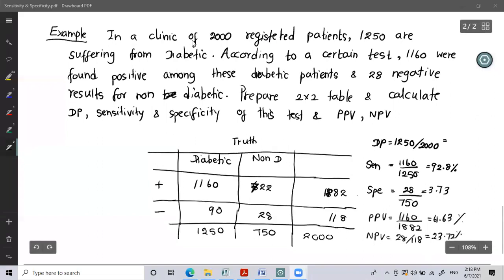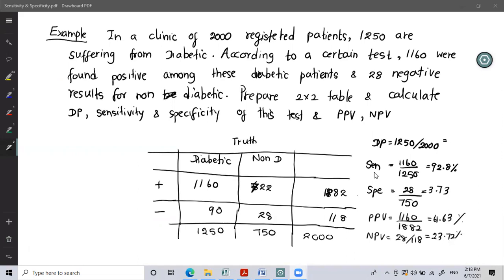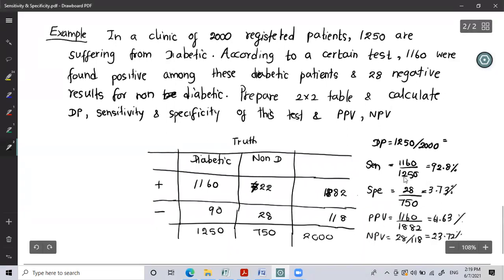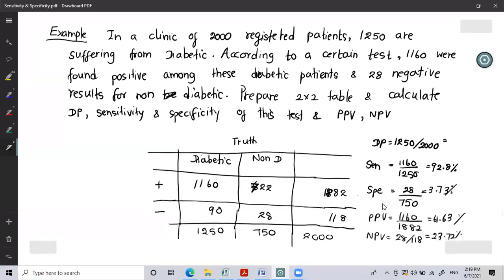Okay, do you need more time, or I hope you are done now? Right. Then you have to interpret them. The sensitivity 92.8% is what? The test has 92.8% ability to detect a patient correctly, but it has only 3.73% ability to detect a non-patient correctly. So specificity is very low, although sensitivity is high. So we cannot say that this test is actually a good one. Although it can identify patients, it's poor in identifying non-patients. Giving negative for non-patients, it's very poor.